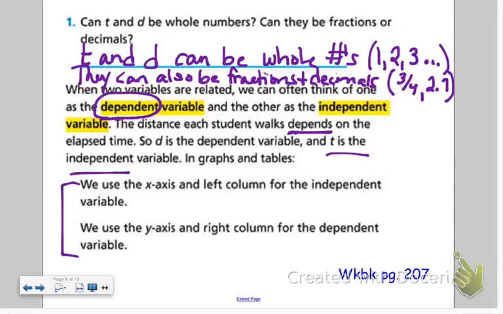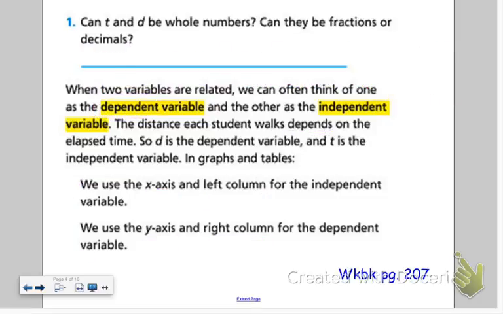Keep this in mind, and I'm going to highlight this in our takeaways. When we are talking about the independent variable, the one that kind of stands alone, we're going to use the x-axis when we graph it, and we use the left column of a table for the independent variable. For the dependent variable, we're going to use the y-axis when we graph it, and it'll be the right column in the table. And you'll see that as we continue to do some more problems.